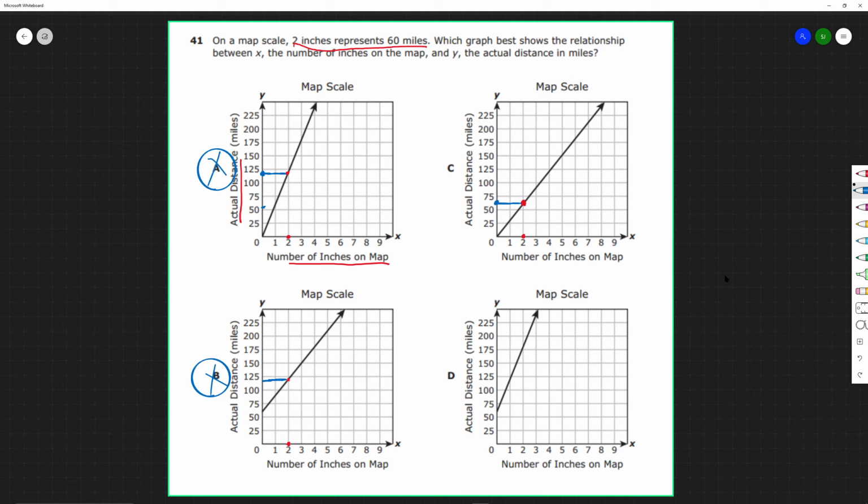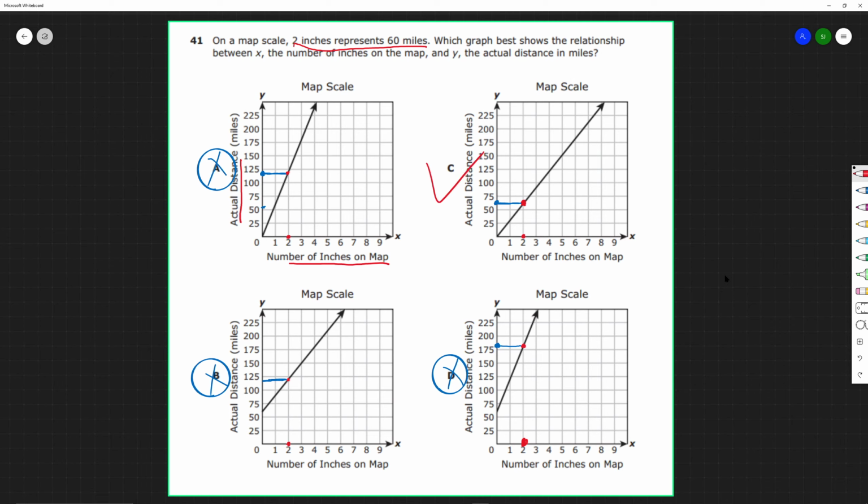But let's check D just to make sure. D, when x is 2, for 2 inches on the map, the data point is here. For this data point, the corresponding y, the actual distance, is more than 175. It's between 175 and 200. There's no way it could be 60, so this one is not a correct representation. So that leaves C as the only possible answer.